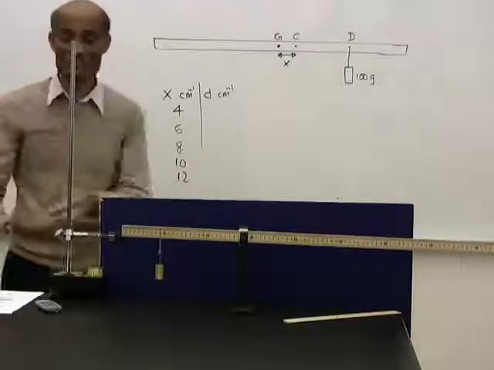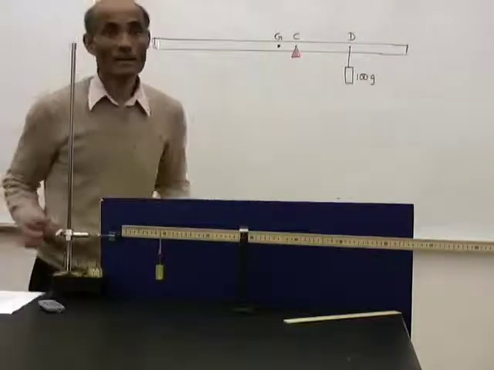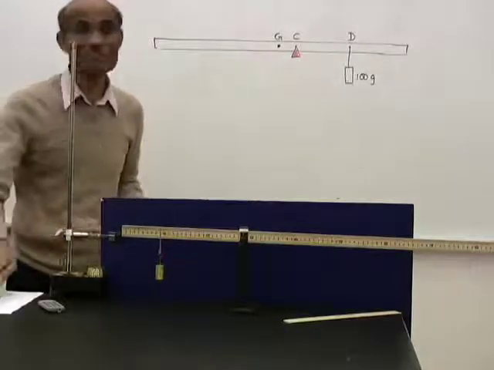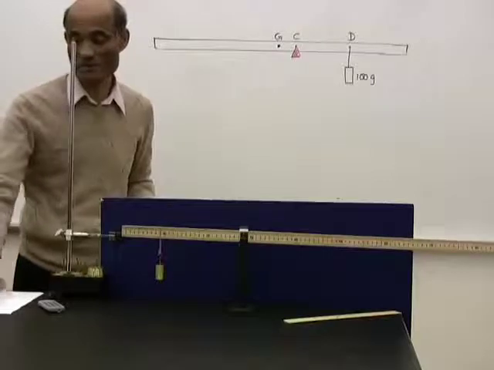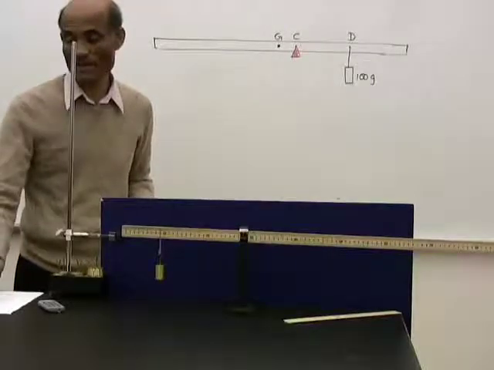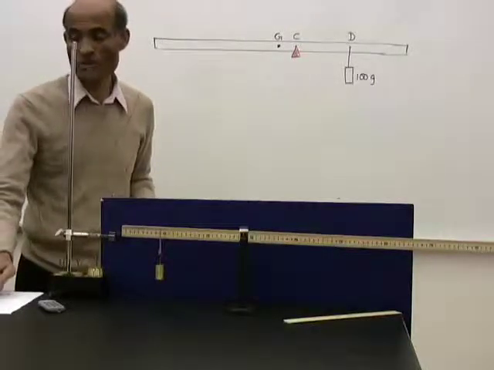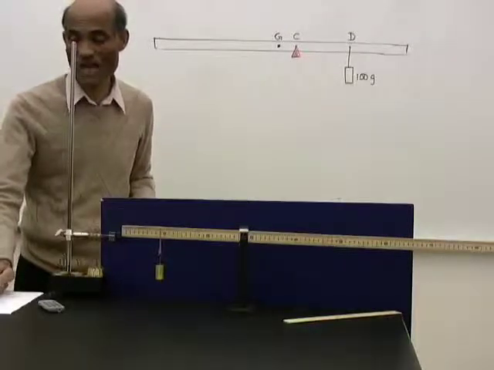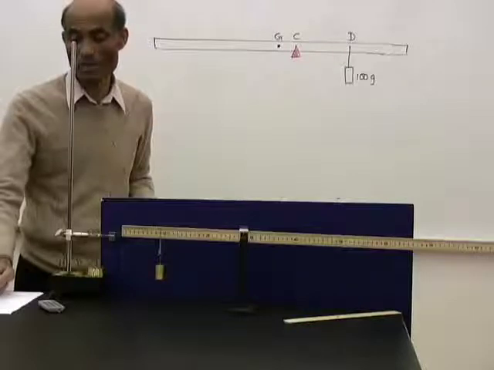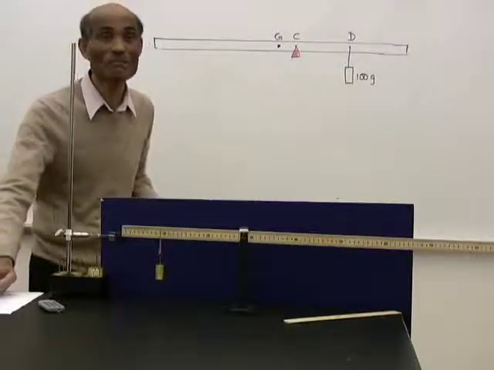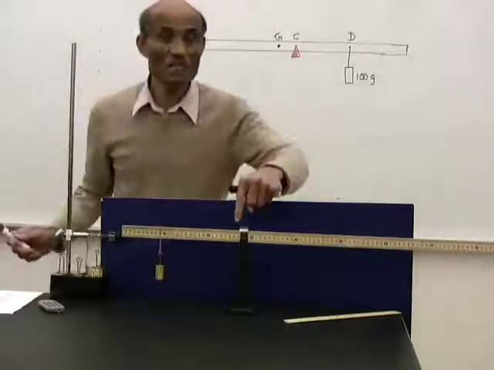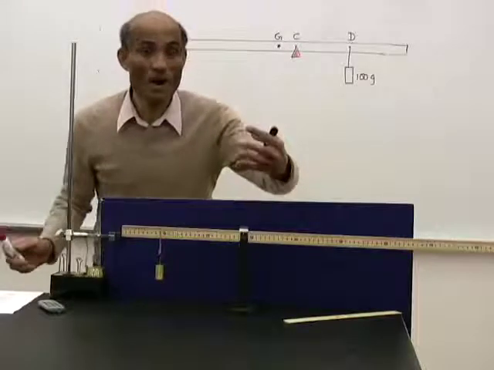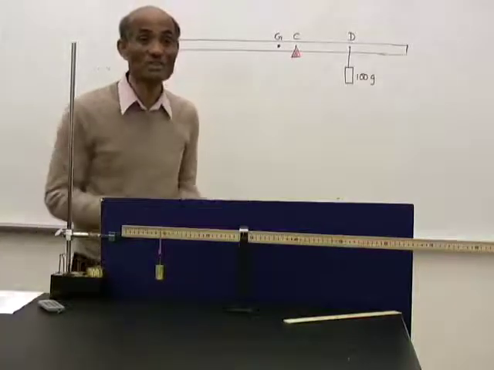Tabulate that nicely, okay? Let me now take you through the interpretation of the data. Look at page 2. If W is the weight of the meter rule, what are the 3 forces acting on the ruler when it is in equilibrium? When the ruler is in equilibrium like this, what are the 3 forces acting on it?